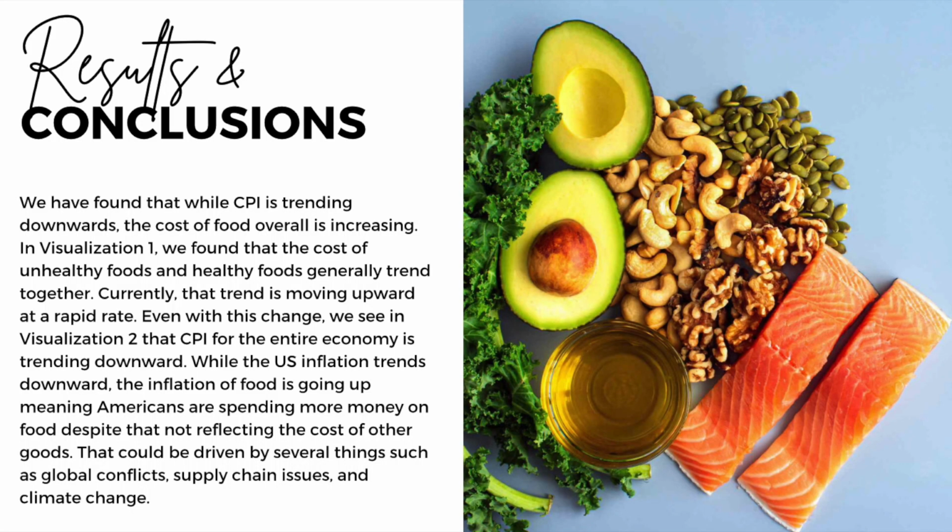Our final results are that while CPI is trending downwards overall, the cost of food is increasing. We see in visualization 1 that unhealthy foods and healthy foods generally trend together, and that trend is upward at a rapid rate. However, CPI across the entire economy is trending downward, also at quite a fast rate, which means that while inflation overall trends downwards, food inflation is going up, and that means Americans are having to spend more money on food, but not as much on other essential living items.